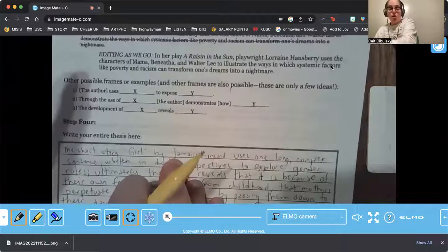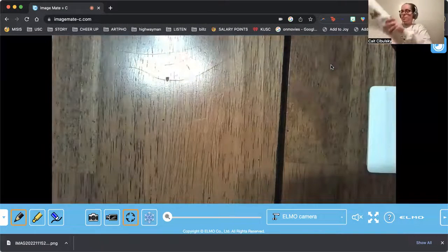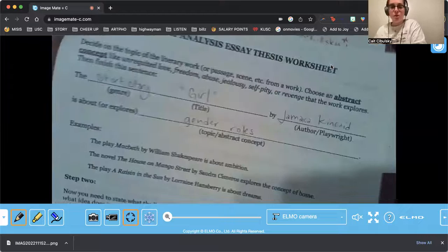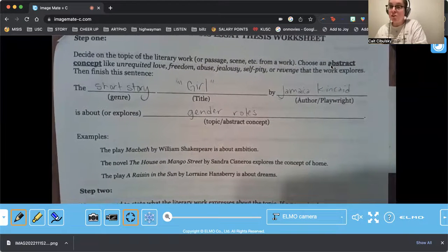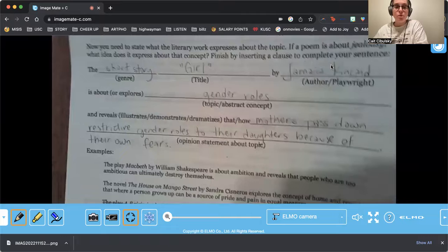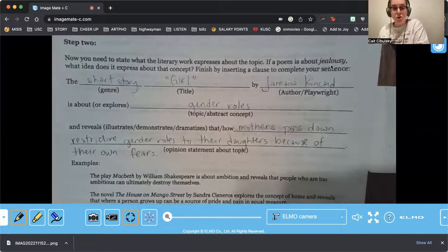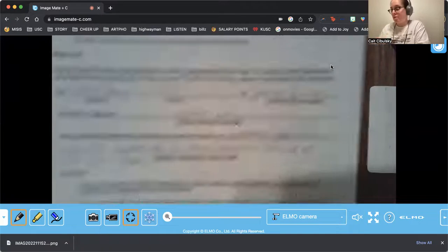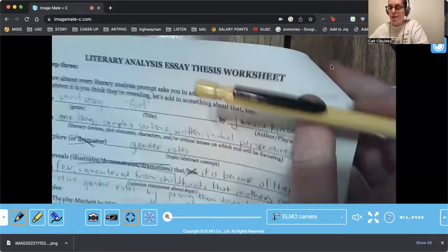So again, to look back over the steps here, we went from step 1, where I wrote, the short story Girl by Jamaica Kincaid is about or explores gender roles. Then we moved to step 2. The short story Girl by Jamaica Kincaid is about or explores gender roles and reveals, illustrates, demonstrates, dramatizes that or how mothers pass down restrictive gender roles to their daughters because of their own fears. Then we moved to step 3.